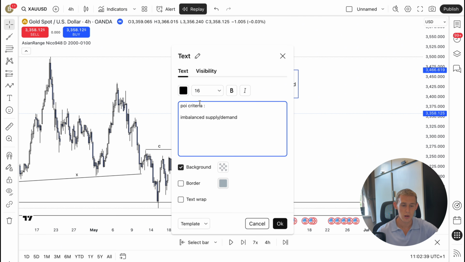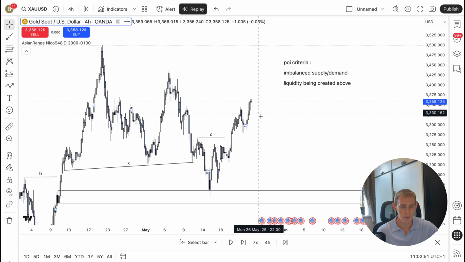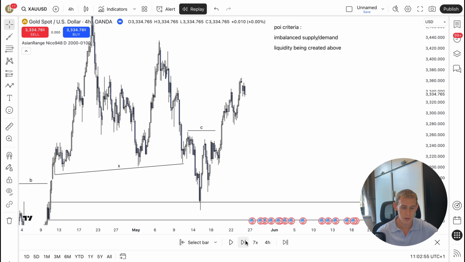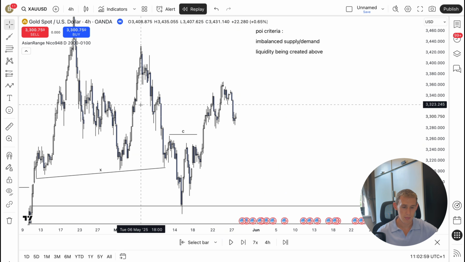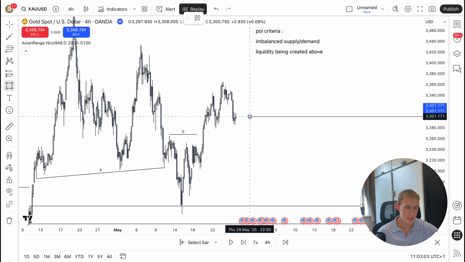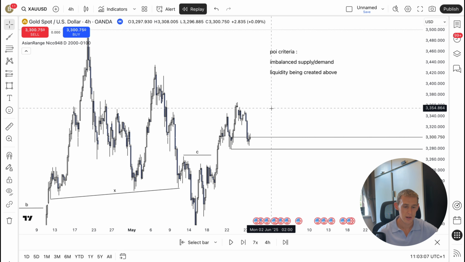Essentially, we're just looking for continuations in line with that higher time frame direction we identified in step 1. And to do this, we're looking for any areas of imbalanced supply or demand, and also we need to see some liquidity being created above demand or below supply. So in the case of a demand zone, we need to see some liquidity being created above it. So notice here, price starts to retrace, right? If we just play price on a little bit, but notice here how price comes into this area of demand. So you could say, and ordinarily people would be looking to buy from this level.